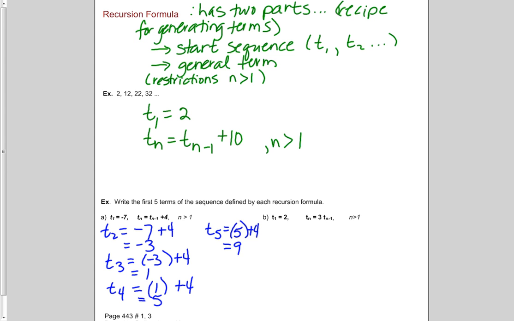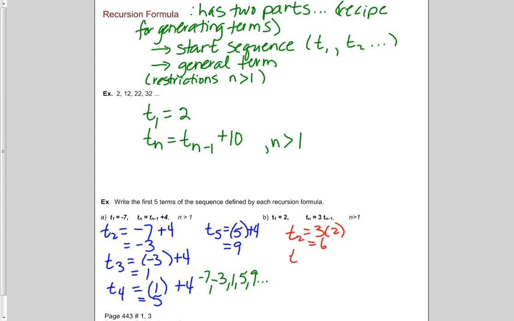That's 9. So to write it as a list, which we often do, it starts with negative 7. Negative 7, negative 3, 1, 5, 9, dot, dot, dot. Second one. Term 1 equals 2. Term 2 would be, what's our recipe? Look to the one before and multiply it by 3.